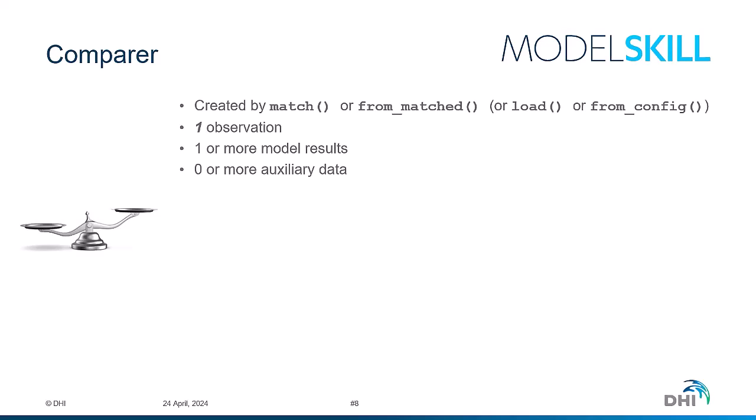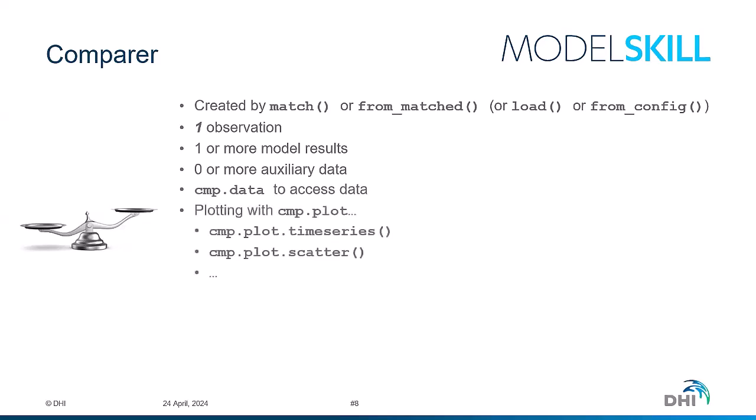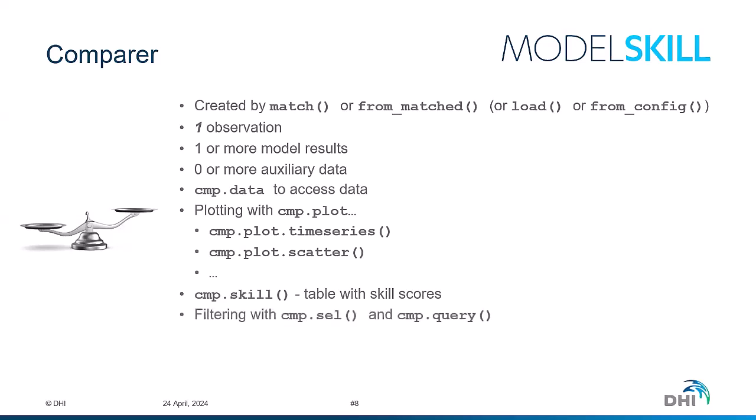A comparer has one observation and then one or more model results. Then it may also have some auxiliary data. You can access the data by the .data accessor. You can plot, as you saw, with .plot and then something, like time series, scatter, QQ, KDE, and HIST. And then you have this table with the skill scores. That's also a key functionality here. And then the filtering can be done with the .sel method and .query, and there's also a .where, similar to Excel.